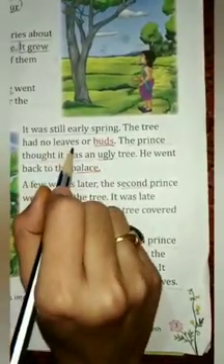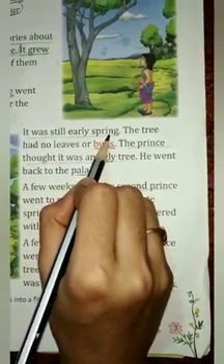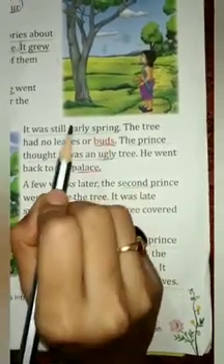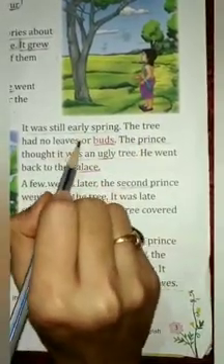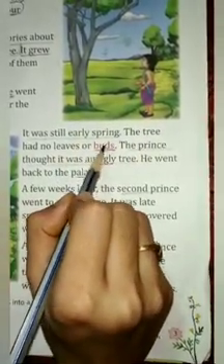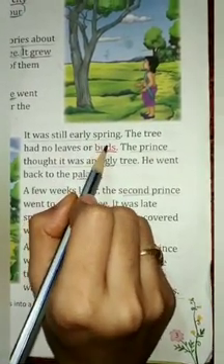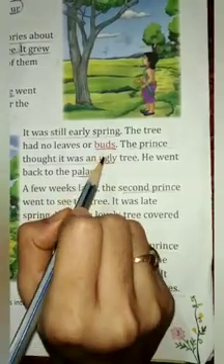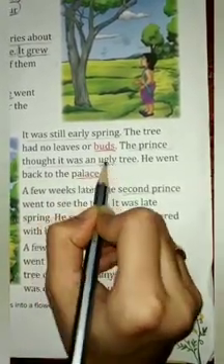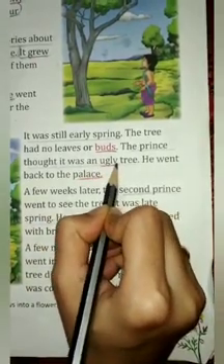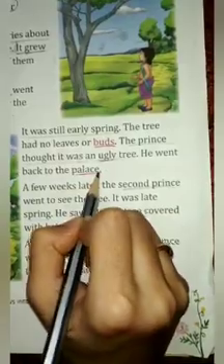But as it was the early spring season, that means spring season का शुरुआत था वो. So there were no leaves or buds in the tree. So the eldest prince thought that it was an ugly tree. Ugly means देखने में बुरा. So underline this word. Then he went back to the palace.